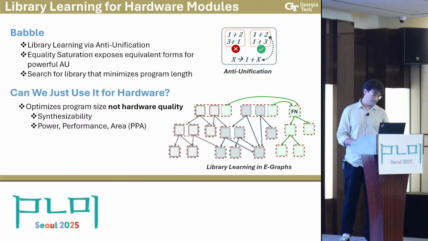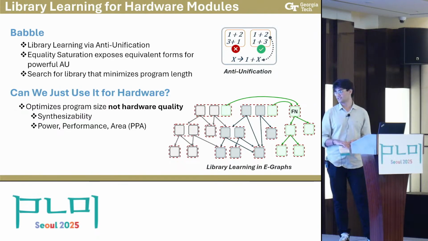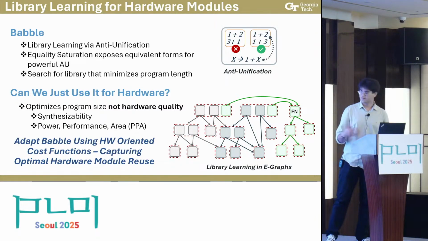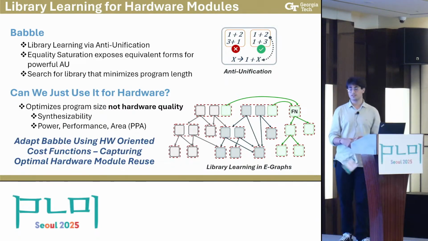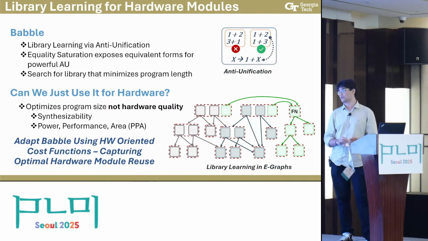And then we also need really good hardware performance. This is power, performance, and area, typically referred to as PPA metrics. So we also want to make sure our final design optimizes this as opposed to some notion of program compression. And obviously, this then leads us to the next step. We want to adopt Babel and adapt it to use hardware-oriented cost functions.